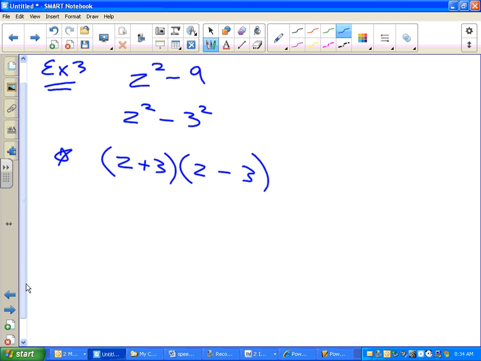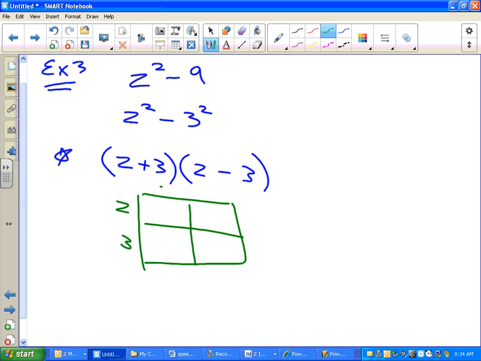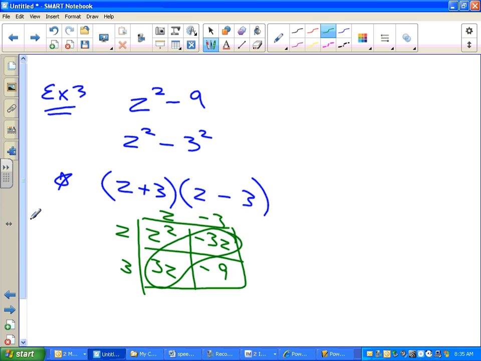Just to show you, if I continued just to check myself on this, and I put z and 3 here, and then z and negative 3, I get z squared, and I get my negative 9 back. Z times 3 is 3z, and z times negative 3 is negative 3z. So you can check to see, do these two cancel? Do they make 0? Yeah, 3z plus negative 3z equals 0z. And so I end up with z squared minus 9, which is what I had in the beginning.